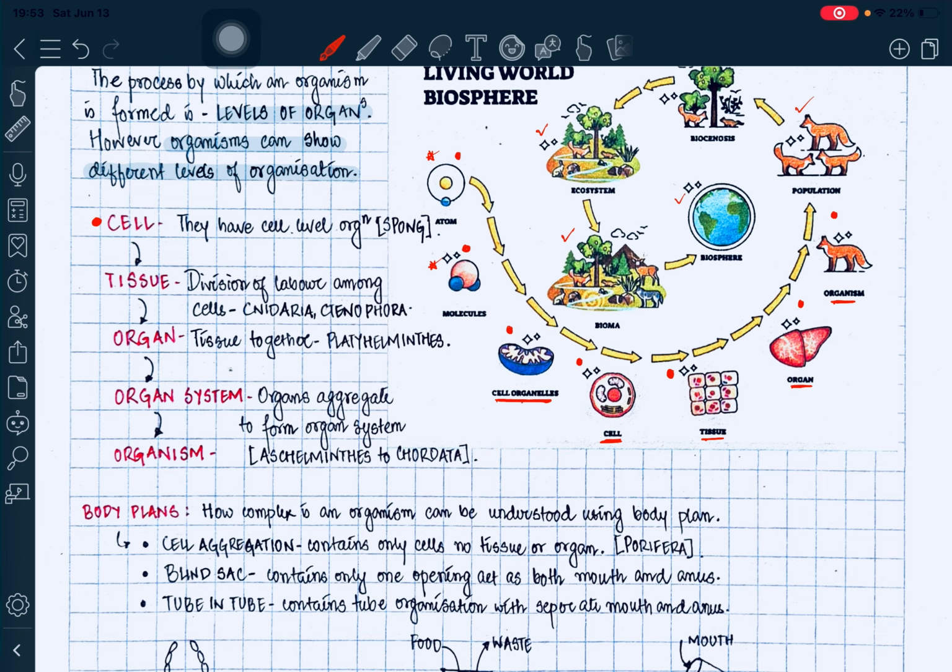Examples, obviously, are sponges, which fall under the category of Porifera. Porifera is a specific phylum under the animal kingdom, which we will be discussing in detail. But for now, remember that these organisms, that is Porifera, will show the cellular level of organization.